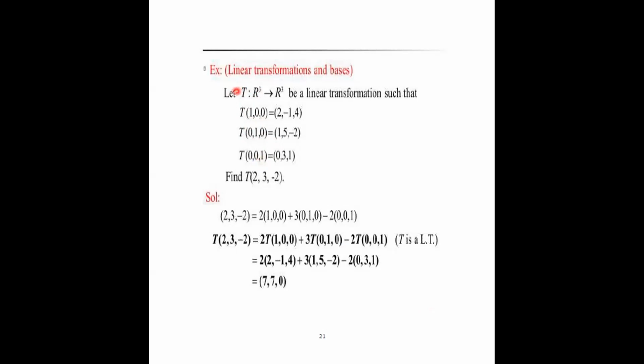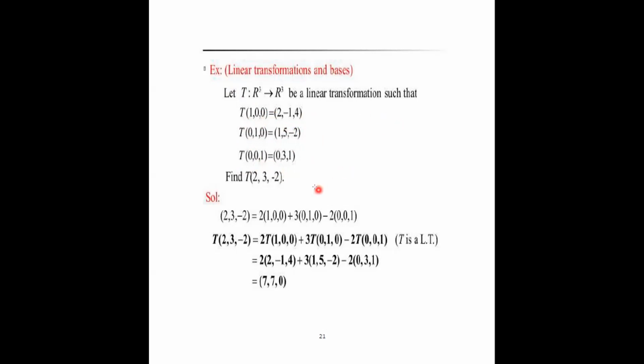Suppose a given mapping, or rather a given linear transformation, is defined on these three basis points like this. T of (1, 0, 0) maps to (2, -1, 4). T of (0, 1, 0) maps to (1, 5, -2), and finally T of (0, 0, 1) maps to (0, 3, 1). So at the basis, the linear transformation is known to us.